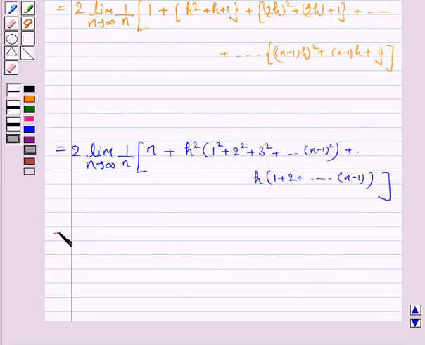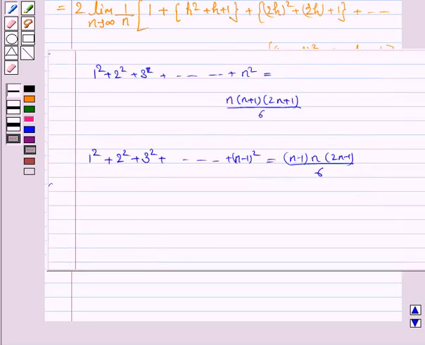Now again, this is equal to 2 into limit n approaching infinity of 1 upon n into n plus h square. Now we have the sum of the squares of n minus 1 terms. Now the formula for the sum of the squares of n terms is n into (n plus 1) into (2n plus 1) upon 6. Now here we have n minus 1 terms, so we'll replace n by n minus 1 in this formula. So we'll get (n minus 1) into n into (2n minus 1) upon 6.